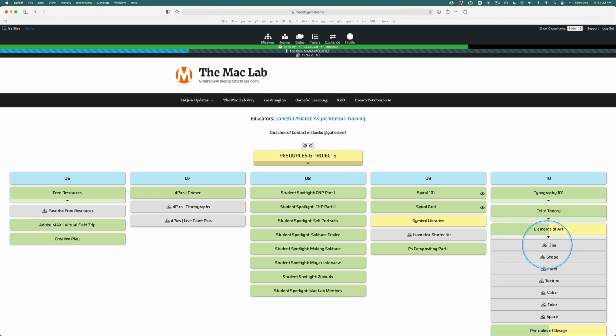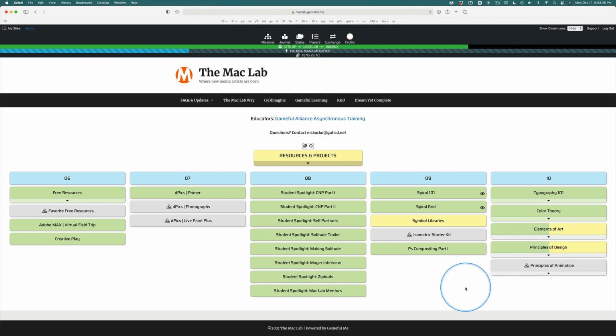And don't worry about these individual ones that are still under construction. I don't want to dump all this on you at once. And yes, the principles of animation are coming, and they're laid out here. These are different in that these are finite. We'll talk more about this later. But right now, this is where you should start.